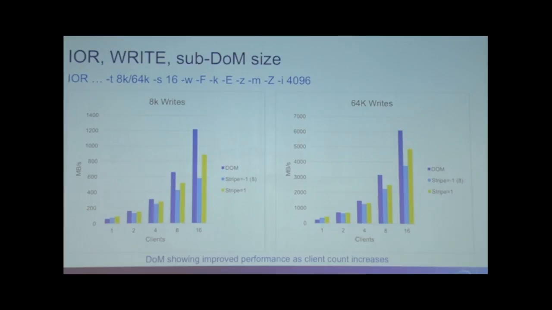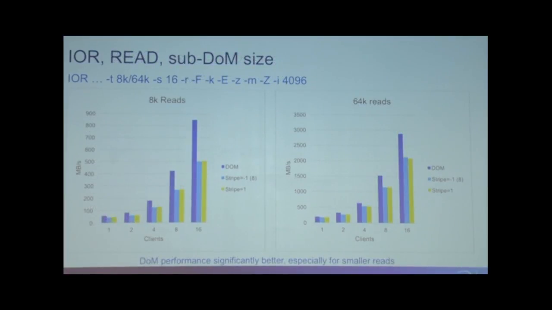We see Data-on-MDT is showing improved performance as the client count increases. Also, we see that the -1 striping really stands out as off from the other two, mainly because the more stripes, the more RPCs we have, and as we said, RPCs are part of the roadblock that we're trying to avoid by improving performance here. So Data-on-MDT shows write performance scaling pretty well as the client count increases, which looks pretty good.